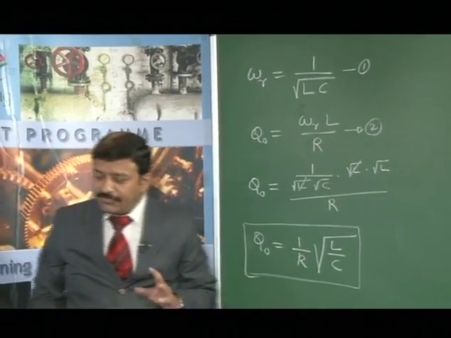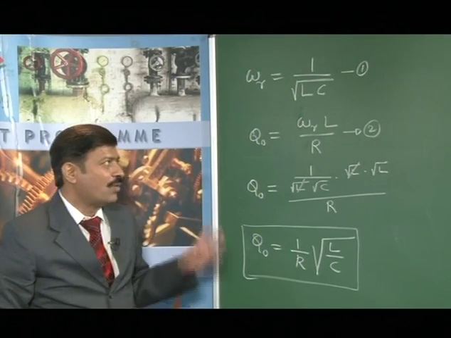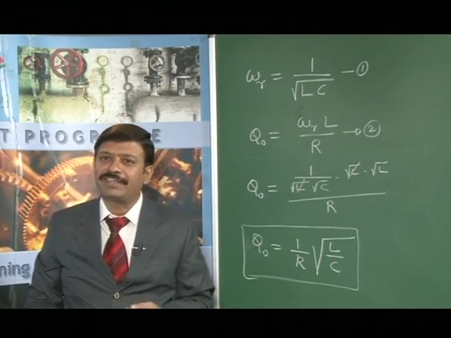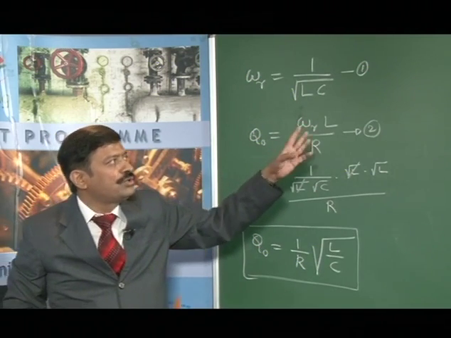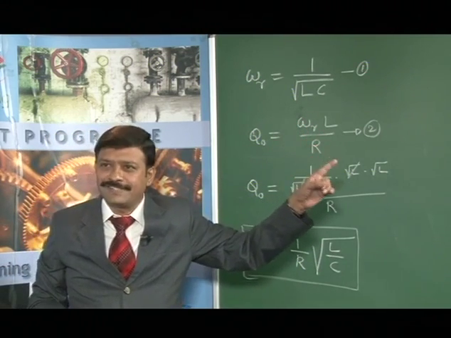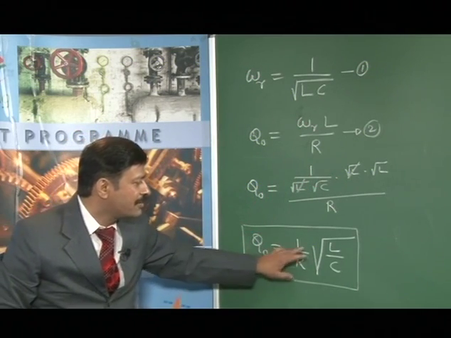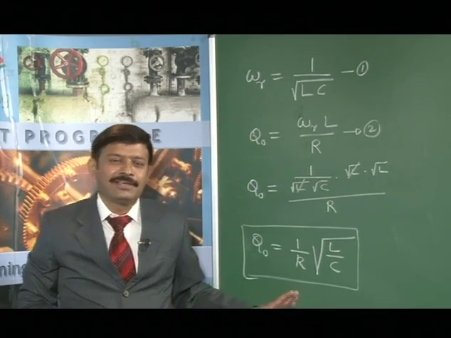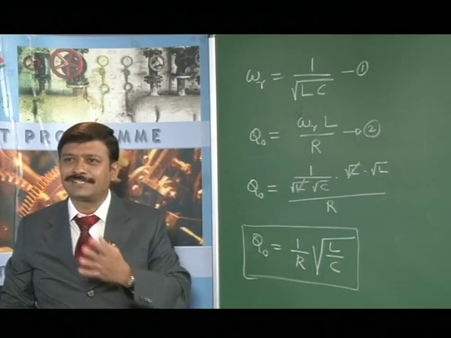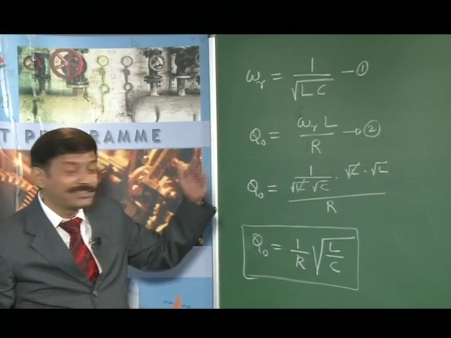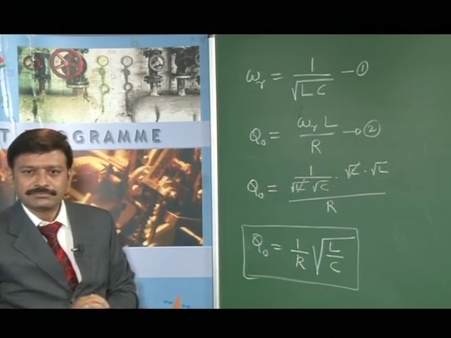Totally, quality factor can be calculated with 3 formulas. One is Q naught equal to omega r L by R. Second expression, Q naught equal to 1 by omega r into RC. And third expression is Q naught equal to 1 by R square root of L by C. Students, you can use any formula, the result will be the same. Among the 3, any formula you can use to compute quality factor.